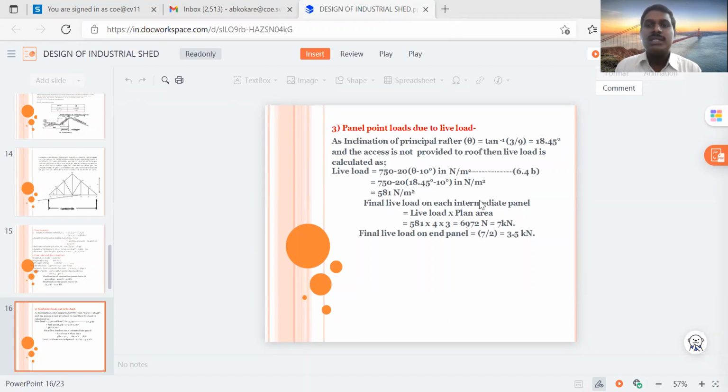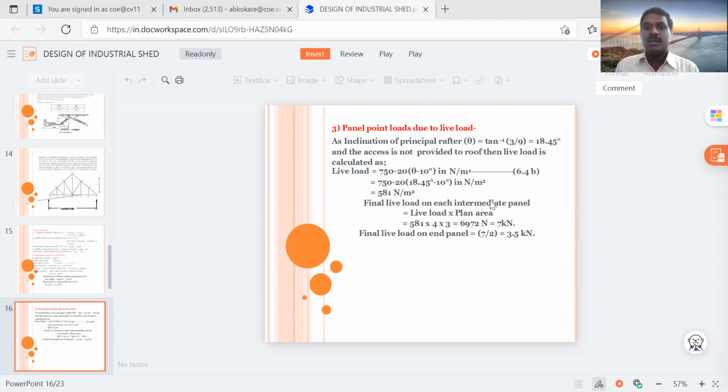So now we have to calculate the panel point load. For the panel point load, we have to calculate the load in Newton. So how to calculate load in Newton? The final live load on each intermediate panel is equal to live load into plan area. This is Newton per meter square, so if you multiply by the area, we will get the load in Newton. The plan area is nothing but 4 into 3, where 4 is the spacing of truss and 3 is the length of one panel. In this way, the live load acting on the panel point is 7 kilonewton.